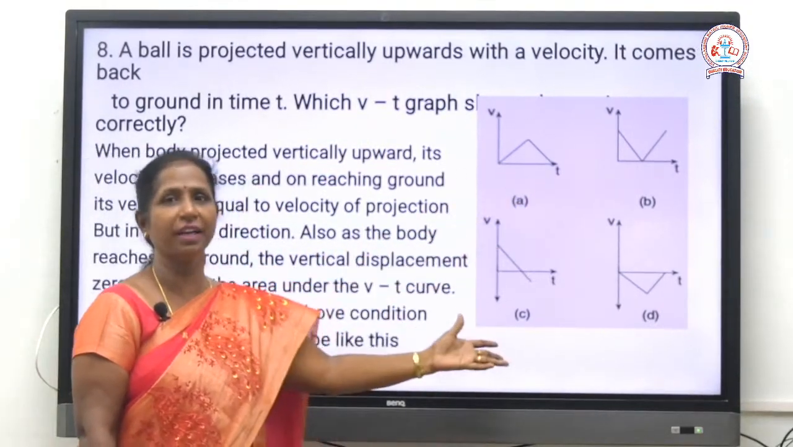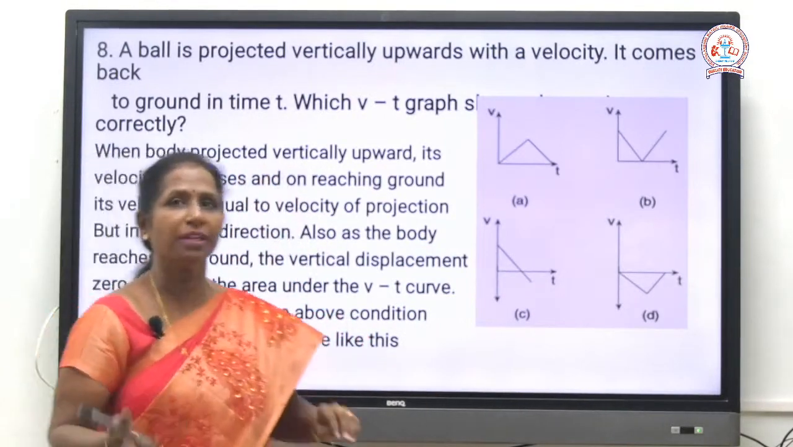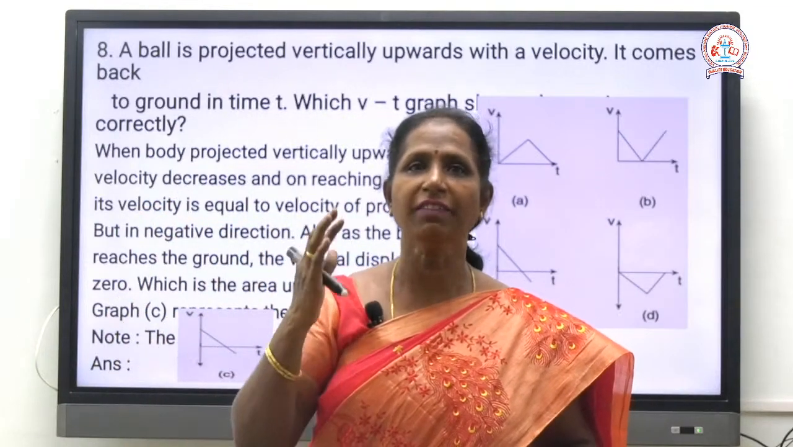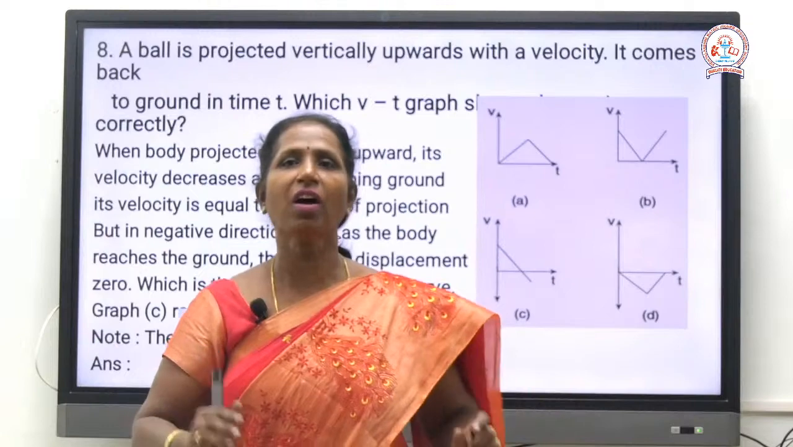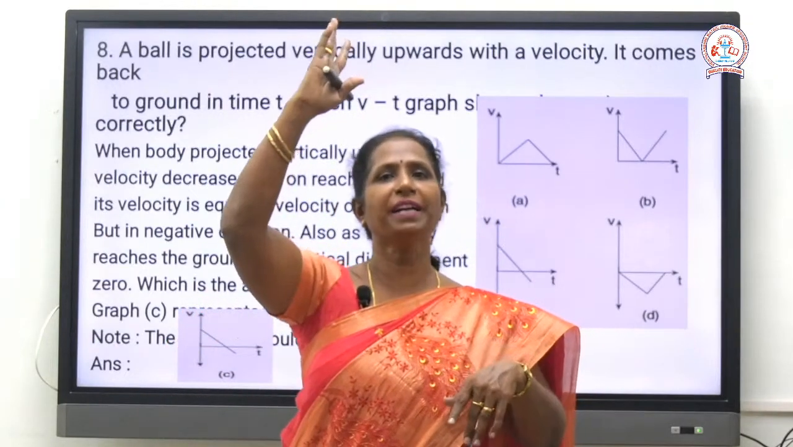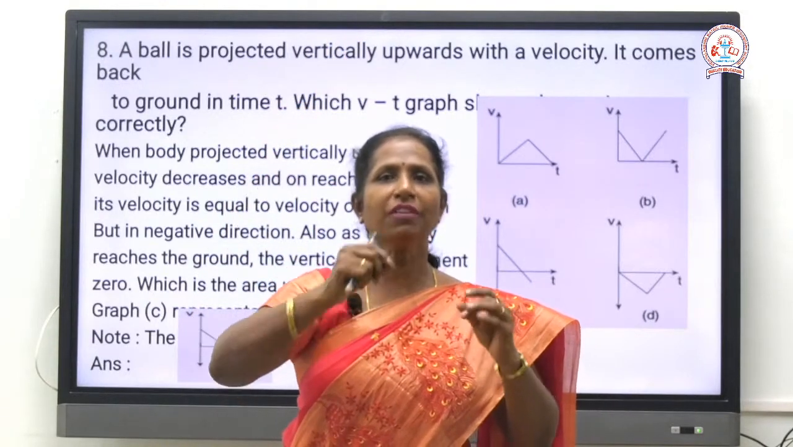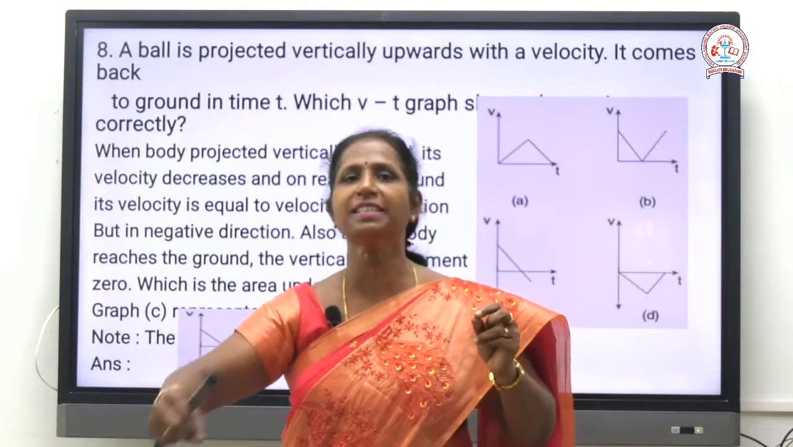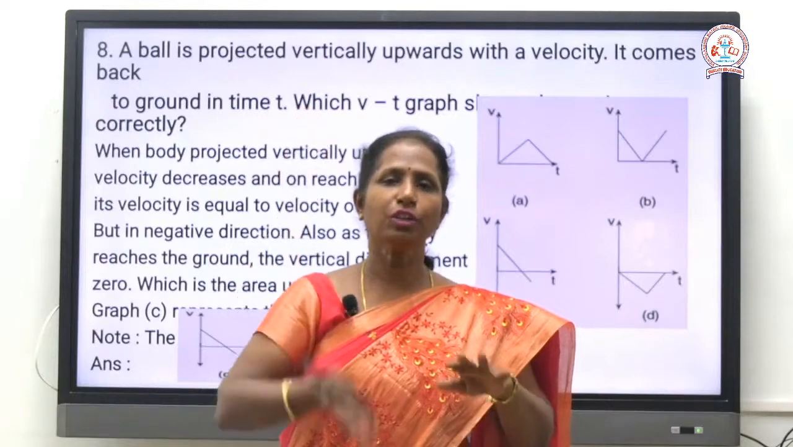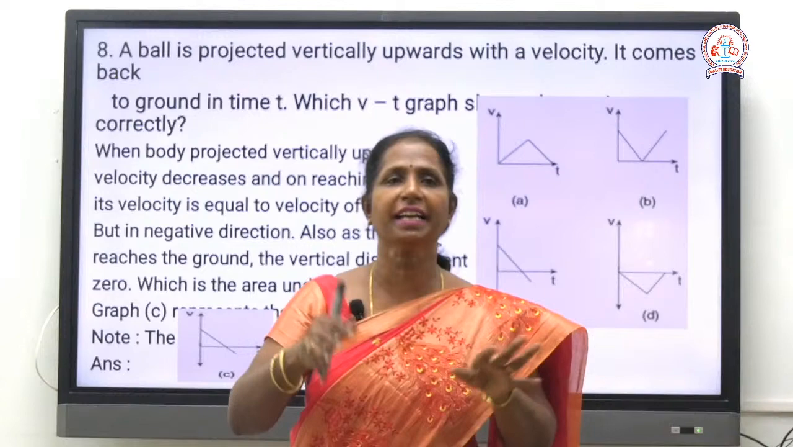Four v-t graphs are given. Which v-t graph is correct? That's the question. A ball is projected in the vertically upward direction. When the ball moves upward, its velocity decreases. So if you draw the velocity-time graph, it should go downward, because velocity decreases.